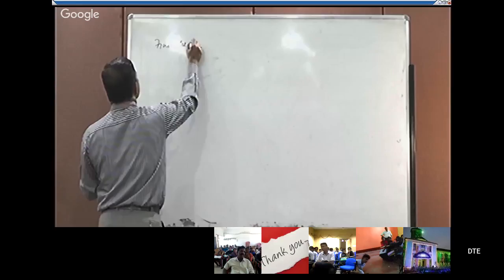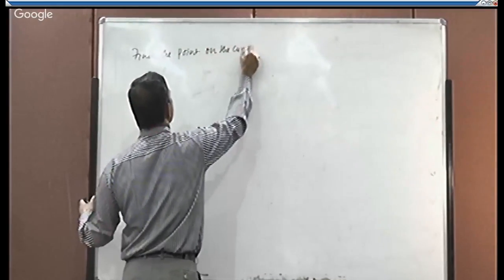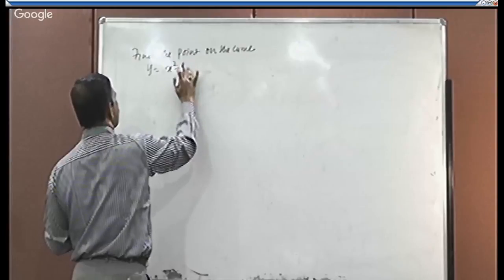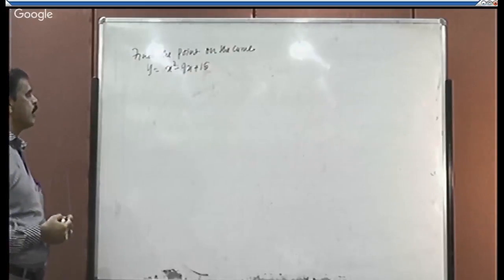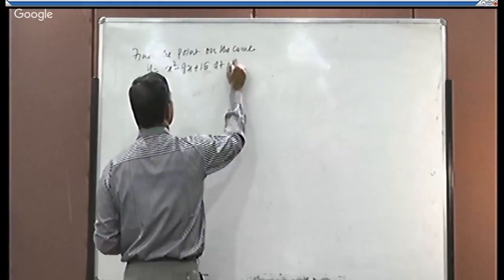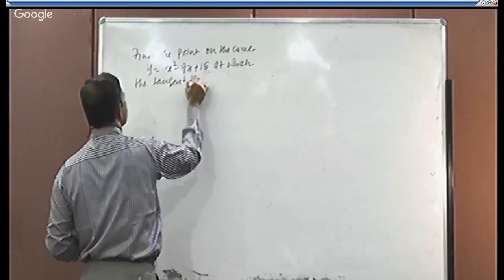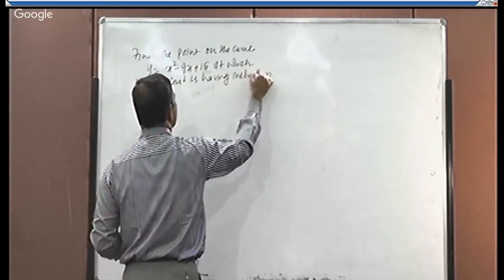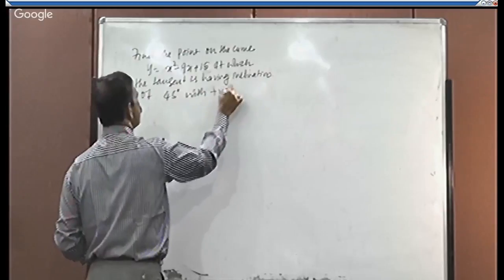Find the point on the curve y is equal to x square minus 9x plus 15 at which the tangent has an inclination of 45 degrees with the positive x-axis.